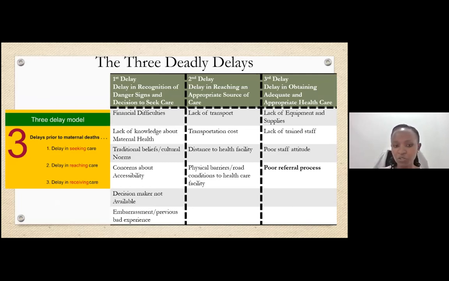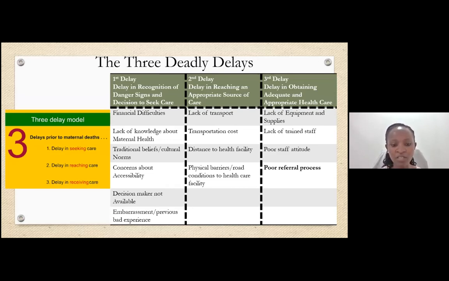This could be due to financial difficulties. They don't have money to pay hospital bills, lack of knowledge that this is a complication that should be looked at, traditional beliefs and cultural norms, where they say, let's say vomiting in pregnancy is normal, then they don't recognize early when it's becoming too much. By the time a woman is coming, they're already in acute kidney injury, such things. Also concerns about accessibility. If they know that either way they're not going to make it to the hospital, then they may not even decide to go to the hospital in the first place.